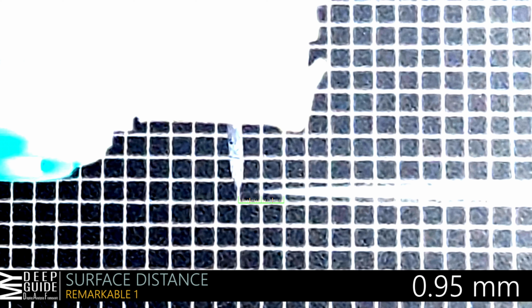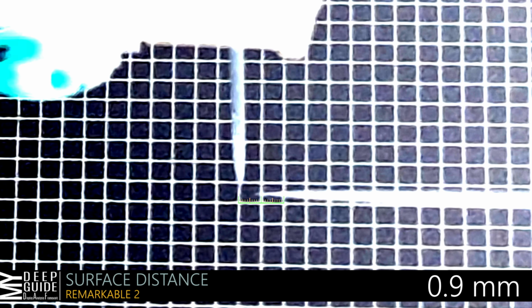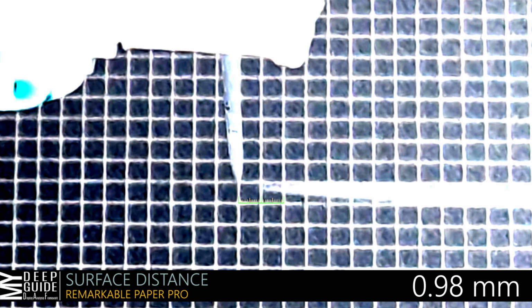And at first I was kind of doubting that, because my impression was that it's far closer to the surface, but it actually isn't. I measured and remeasured and used different types of observations, and it just is absolutely there. Remarkable 2 is at 0.9 millimeters, so just a smidge lower than Remarkable 1. And Remarkable Paper Pro is a little bit more than the other ones. It's just under 1 millimeter. There's a faint shadow down there.